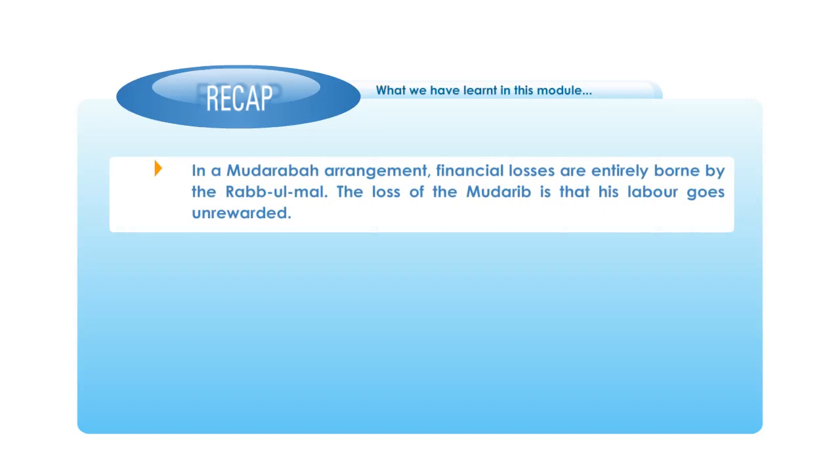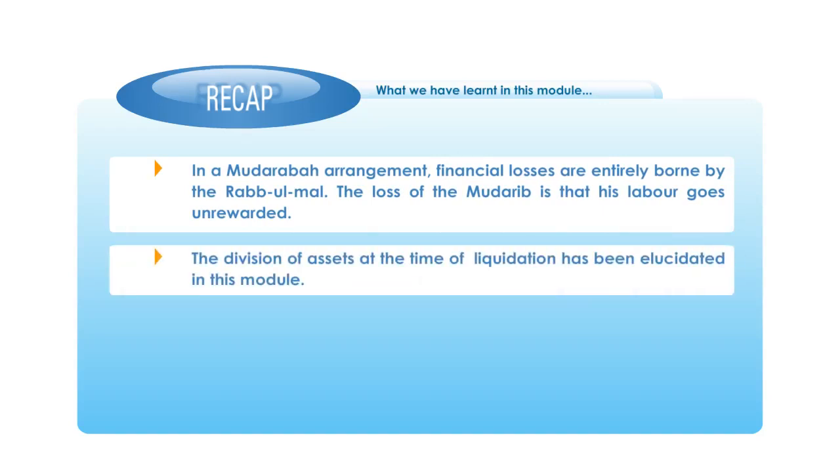In a Mudaraba arrangement, financial losses are entirely borne by the Rabul Mal. The loss of the Mudarib is that his labor goes unrewarded. The division of assets at the time of liquidation has been elucidated in this module.